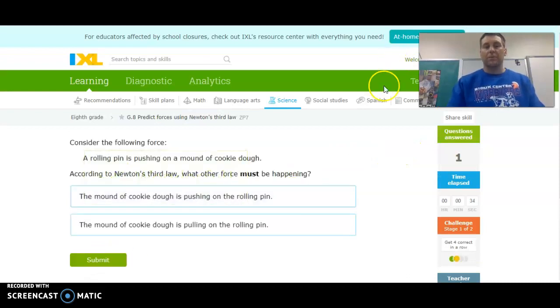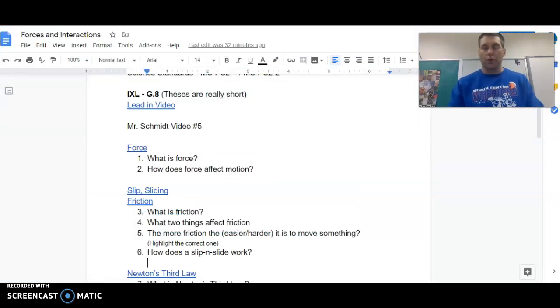So just keep that in mind. If it's a pull by one thing, it's a pull by something else. If it's a push by one thing, it's a push by something else. Keep that in your mind and be consistent as you go through. Should be fairly easy for you to catch on to with those types of things.